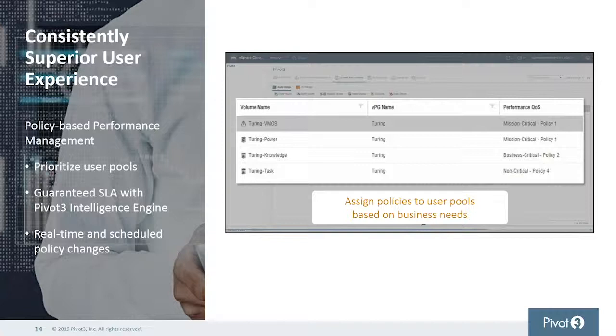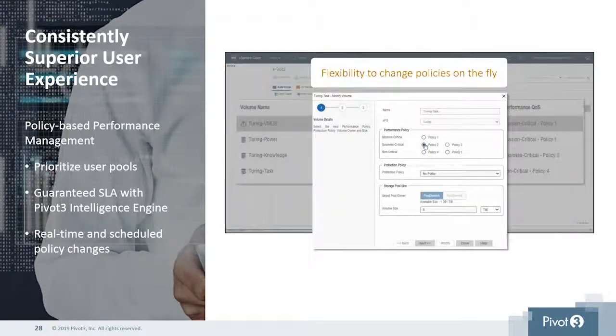These policies can be applied, and the system can automatically ensure the performance and priorities. But these policies are also extremely flexible to change. You can change these policies on the fly, and the performance will take effect in real time, or you can schedule policy changes like you see here. So these are easy policies to apply to classify your user pools with the right priorities, and the system understands those priorities and ensures that the right workload of the right user pool gets the performance when there's contention.